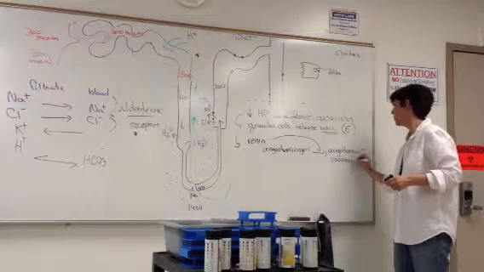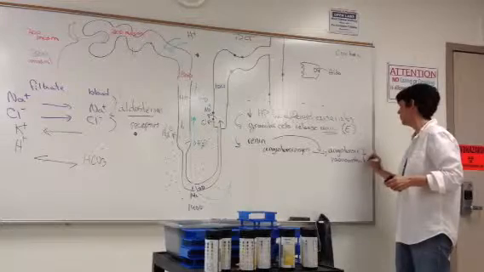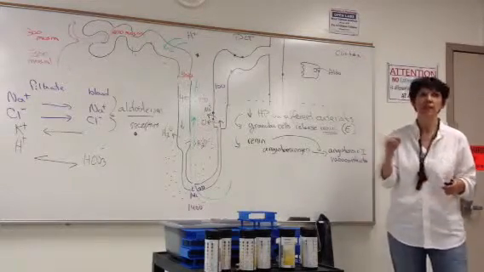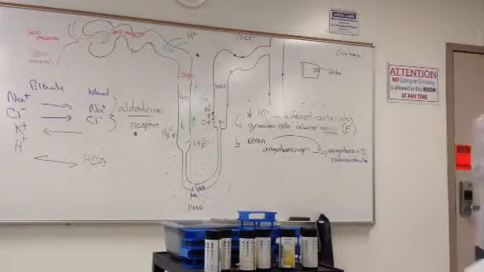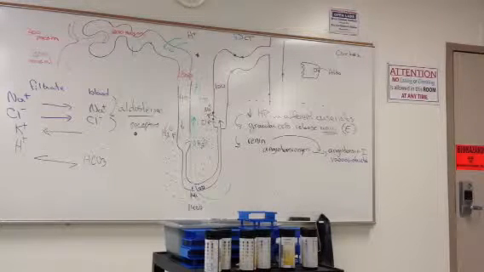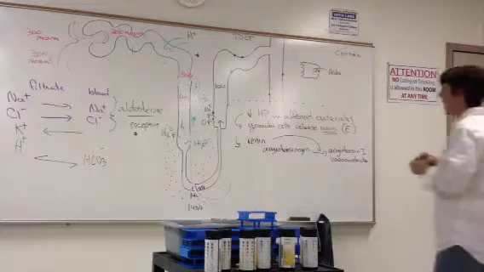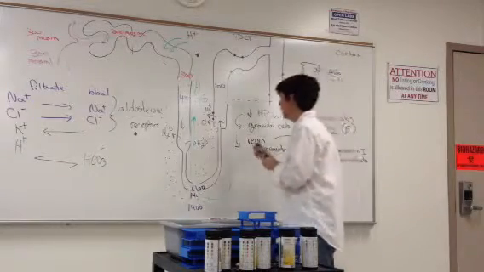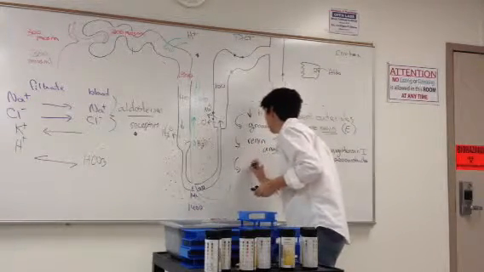Now, angiotensin 1 is itself a vasoconstrictor. It causes smooth muscle to constrict. So throughout the body, it's going to elevate blood pressure. But it's not the most potent or strong form. Angiotensin 1 travels in the blood to the lungs.